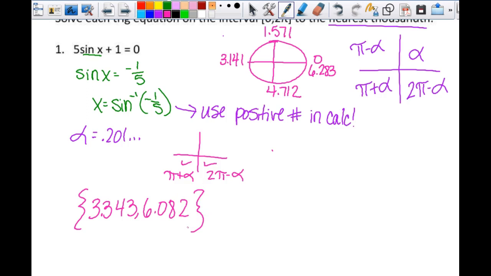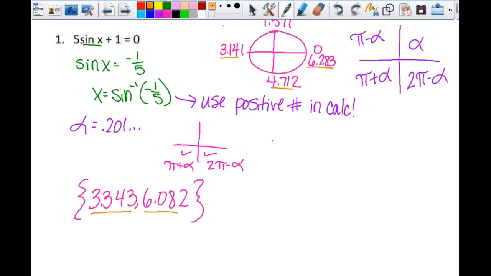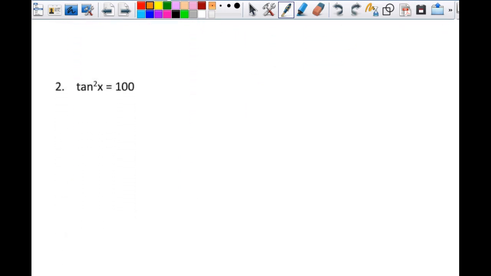Any questions about that? If you look at this, your number 3.343, which is in the third quadrant, is between 3.141 and 4.7. And then your 6.082 is between these two numbers, which puts it in the fourth quadrant. Okay? We good? Kind of a way to check yourself there. Any questions? All right. So really the same thing as yesterday. You just got to make sure you know how many answers and which answers you need.